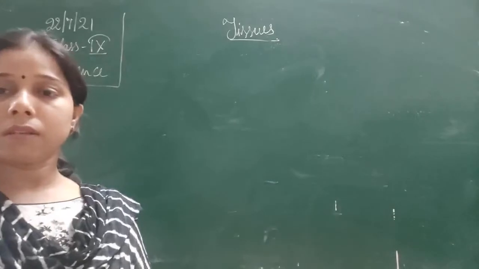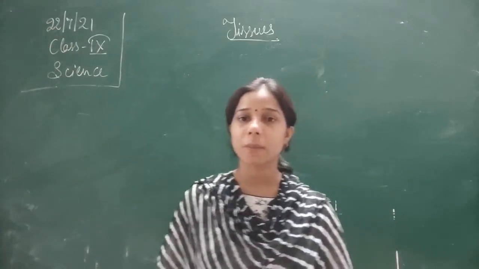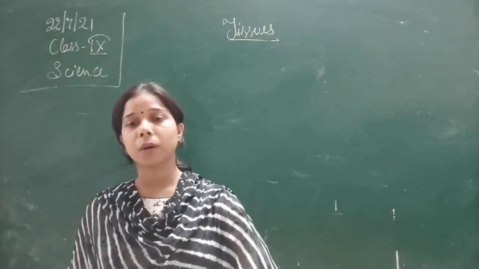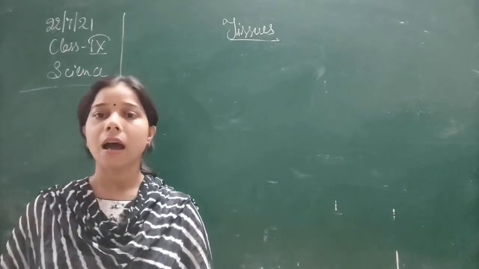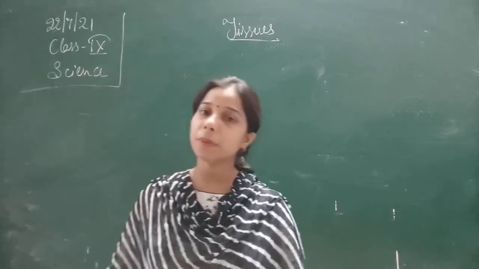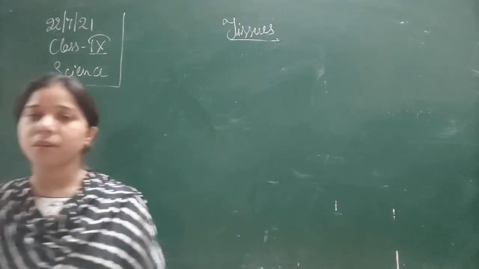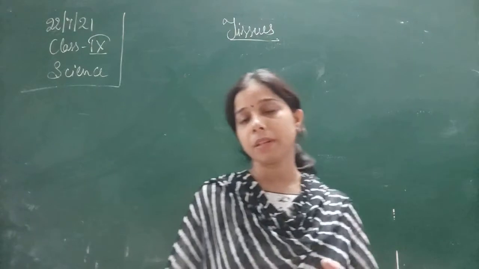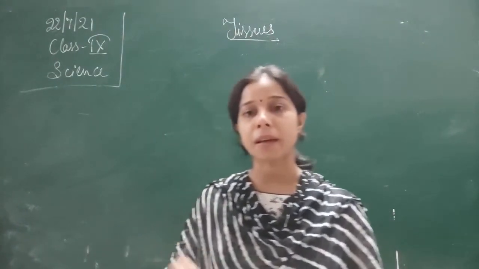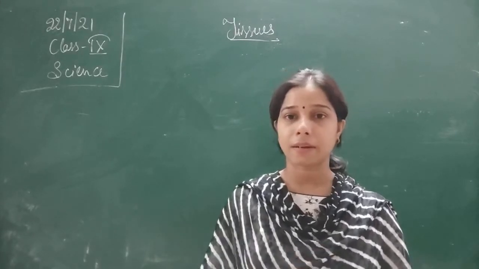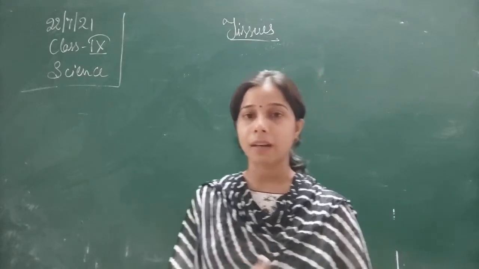So students, in the previous class, we have seen in the chapter Tissue the different types of plant tissues, including simple permanent tissue and complex permanent tissue. In simple permanent tissue, we have seen that it is basically categorized into three types: parenchyma, collenchyma and sclerenchyma. In case of complex permanent tissue, it is divided into xylem and phloem.